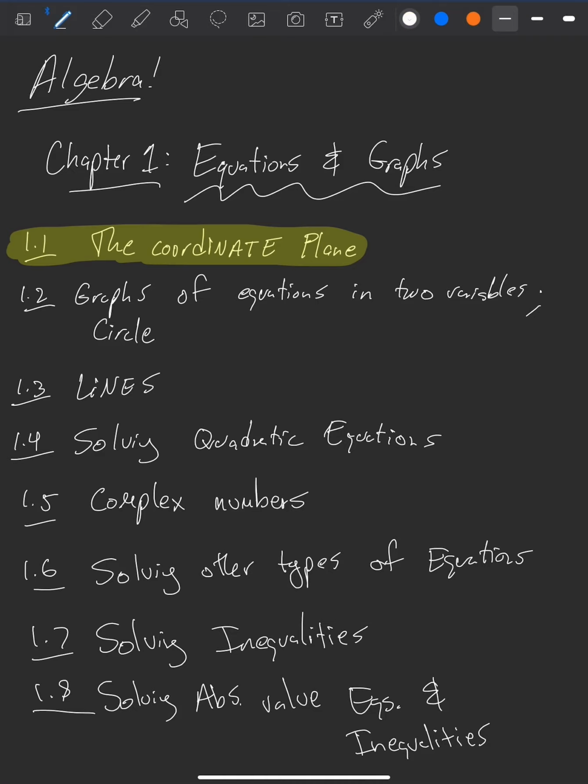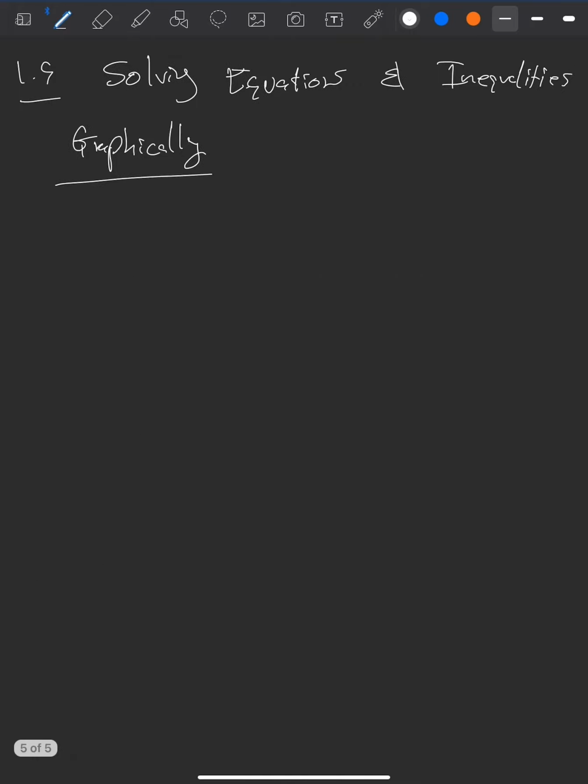And then on the next video, we're going to be talking about 1.2, which talks about graphs of equations in 2 variables. In other words, in a circle kind of atmosphere. I know usually when it comes to circles, we talk about that later in the semester, but in this part, we're going to talk about it in the beginning, after 1.1, of course. And then the last thing we're going to be learning in 1.9 is solving equations and inequalities graphically.